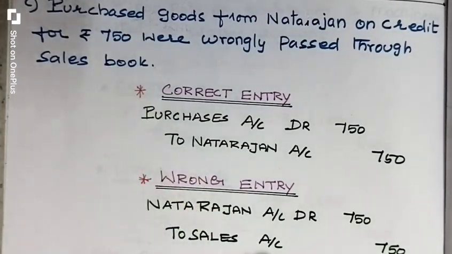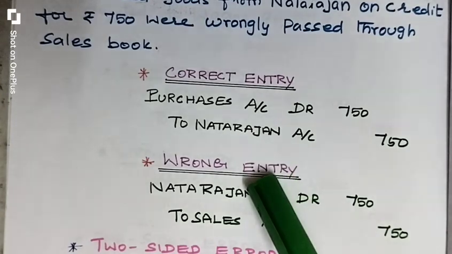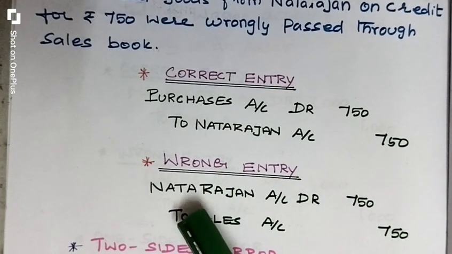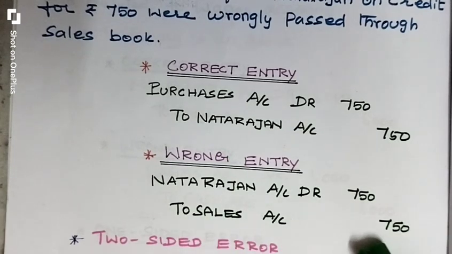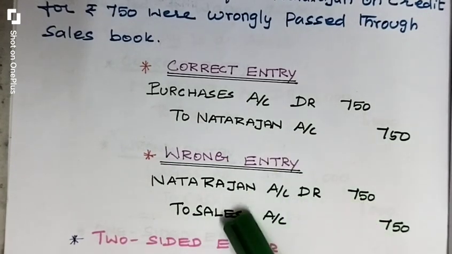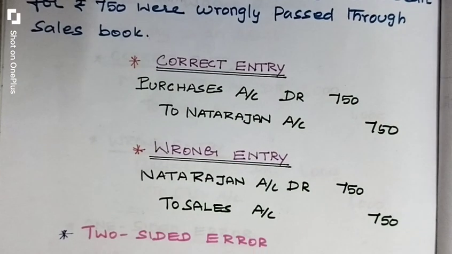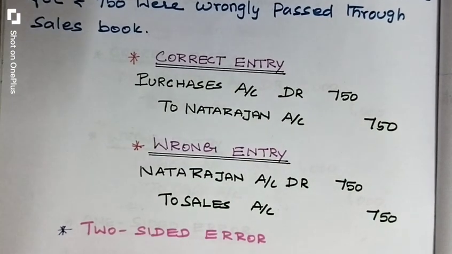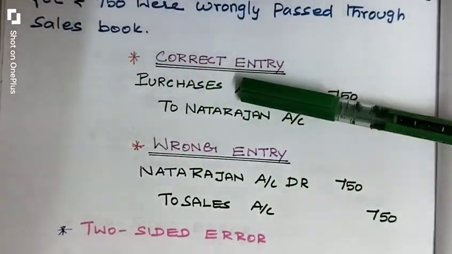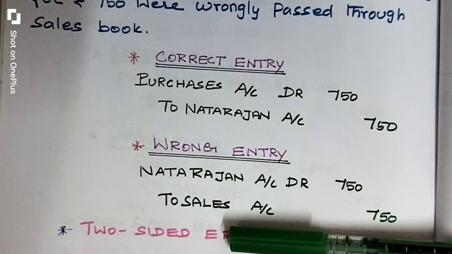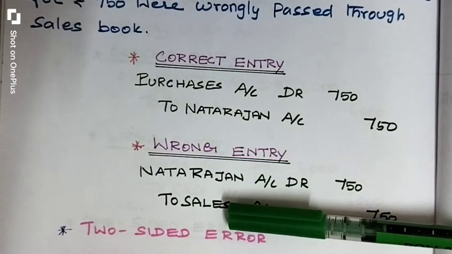So wrongly, what the accountant did was wrongly enter it into the sales book. So the wrong entry is Natarajan account debtor 752, sales account 750. This is the wrong journal entry. Where is the error? Which side do we have the error? We have to compare both journal entries. This is the correct journal entry, this is the wrong journal entry. This is the purchases journal entry, this is the sales book journal entry.